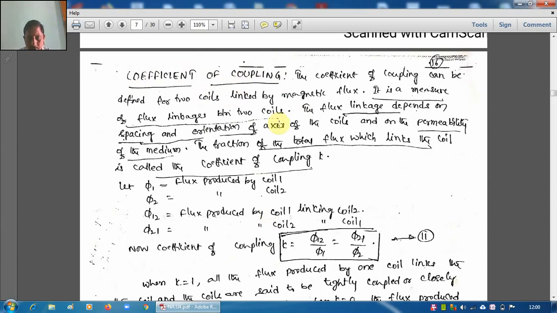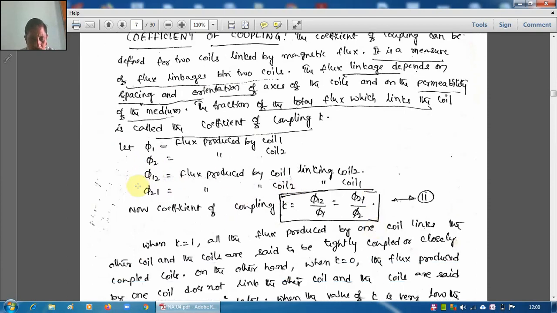To define this coefficient of coupling, let us take two coils. Let phi 1 be the flux produced by coil 1 and phi 2 be the flux produced by coil 2. That means assume that both the coils are supplied by current. Now, as these two are placed closely, some amount of flux of coil 1 links coil 2. Let that flux be phi 12. In a similar manner, phi 21 is the flux produced by coil 2 linking coil 1.